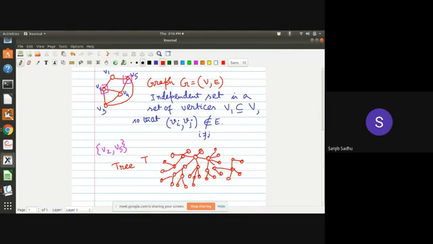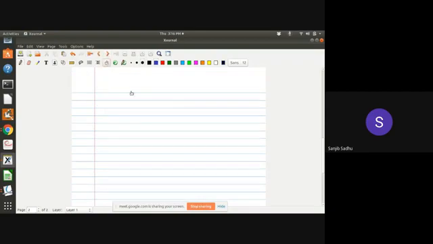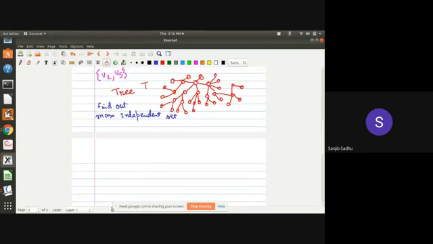Now if I ask you to solve the same problem, find out the maximum independent set. So for a graph it is a very difficult problem. Now for a tree, how can I solve this problem? Here you see, independent set means the two vertices should not be connected.